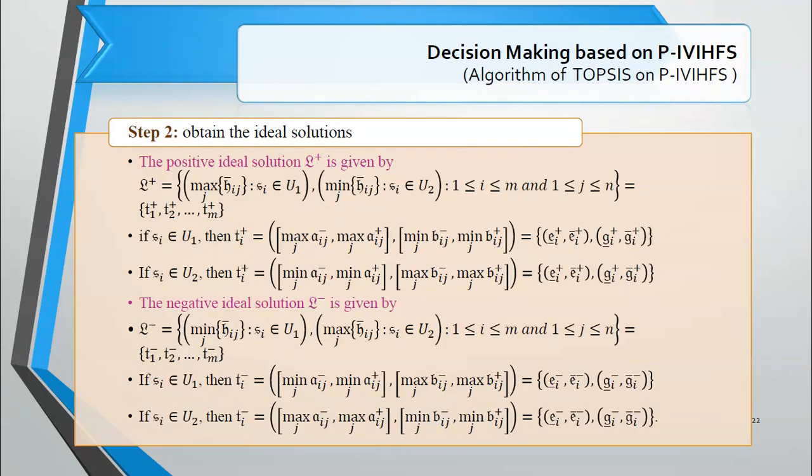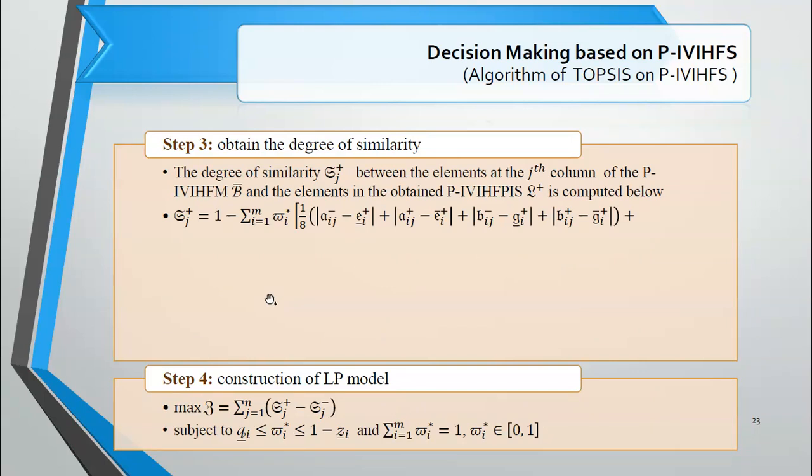Next, we obtain the ideal solutions, the positive ideal and the negative ideal solution, which are calculated using this formula. Here U1 is the set of benefit attributes and U2 is the set of cost attributes. Next, we calculate the similarity degree between the positive ideal solution and any alternative by this formula. Similarly, we can calculate the similarity degree between the negative ideal solution and any alternative.